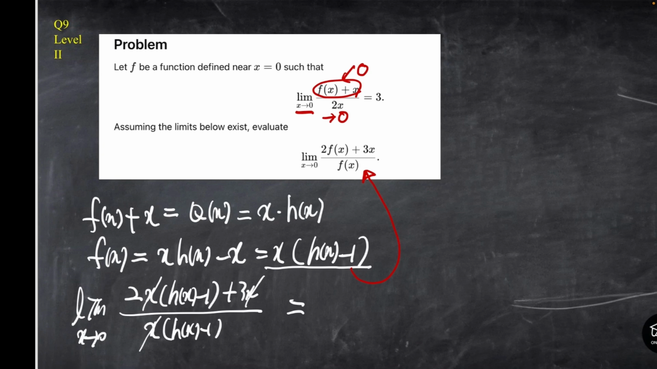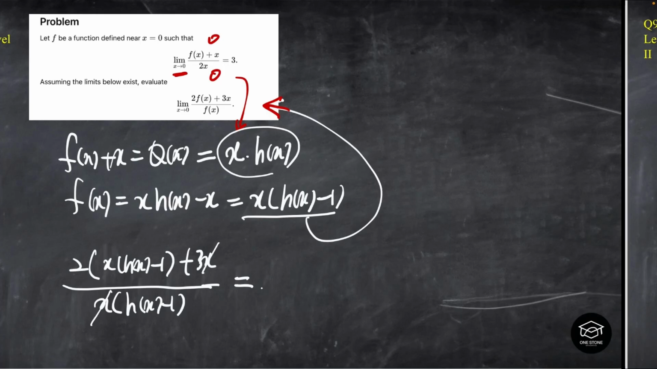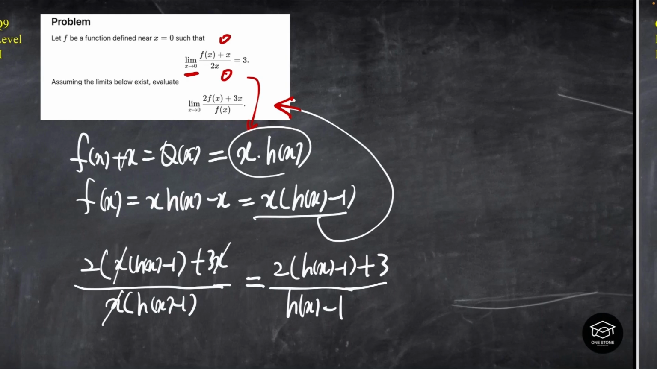Factor x from both the top and the bottom. Now we have x times the quantity (2 times (h(x) - 1) + 3), divided by x times the quantity (h(x) - 1). Cancel the x terms. We're left with the limit as x approaches 0 of (2 times (h(x) - 1) + 3) divided by (h(x) - 1).